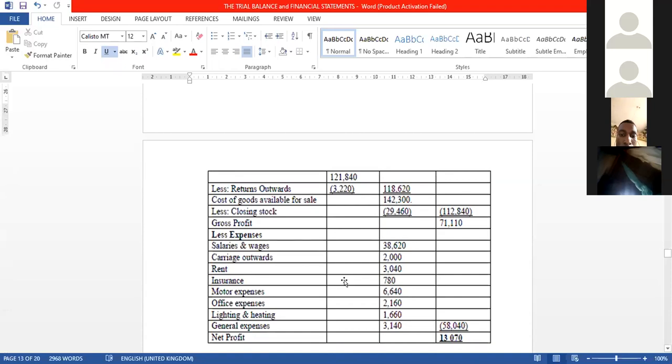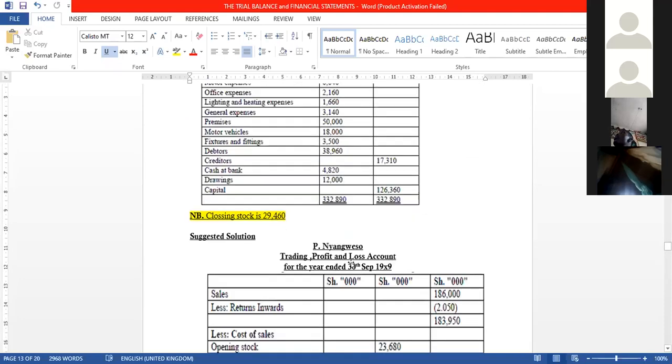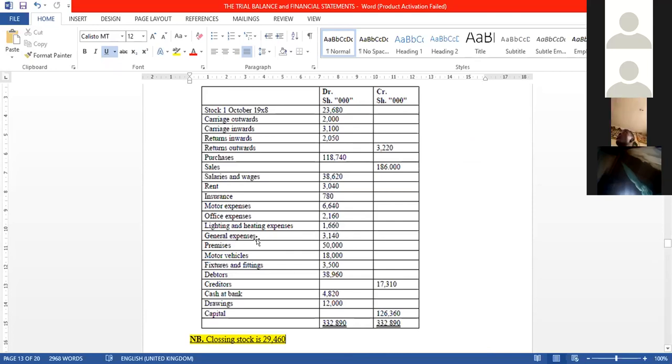Hope that is where they are recorded. Insurance 780. Then we have motor expenses, 6,640. It is an expense. We have office expenses at 2,160, right? We have lighting and heating expenses, which is 1,660. And then we have general expenses, if you can see that from the example that you had written there. General expenses is 140.